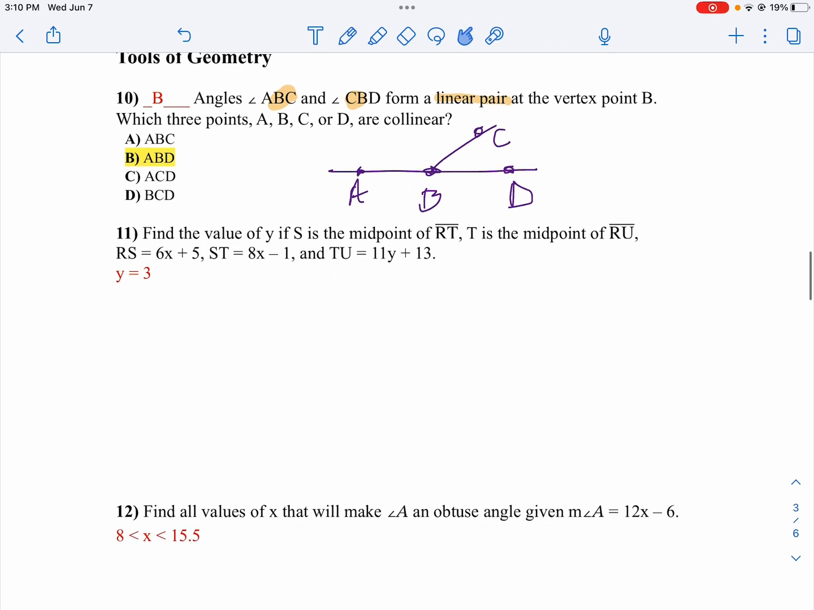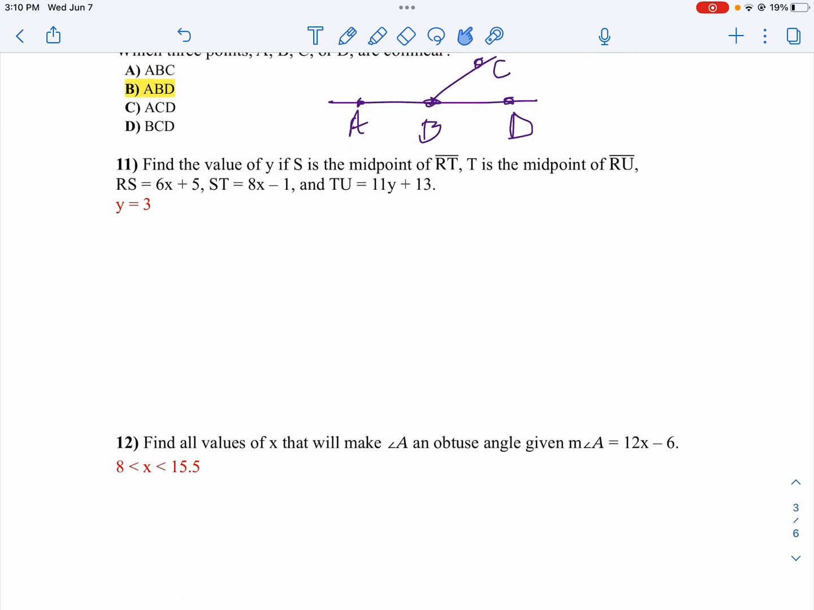If we take a look at question 11, I want to find the value of y. If S is the midpoint of RT, T is the midpoint of RU, and I've got those expressions. So let's draw this picture out here. And we're told S is the midpoint of RT. So here's R, here's T, and then I've got S right here. And that's the midpoint. I'll mark that as the midpoint.